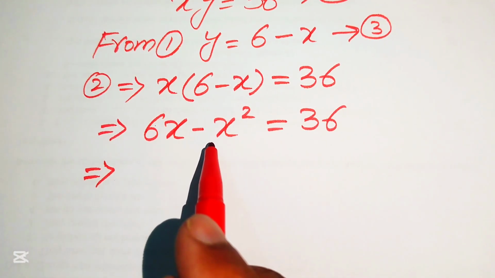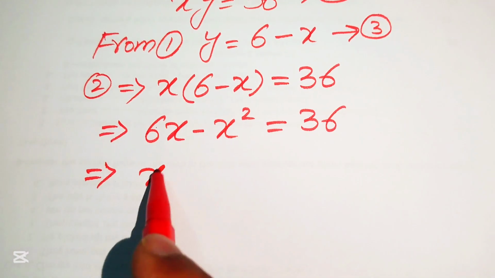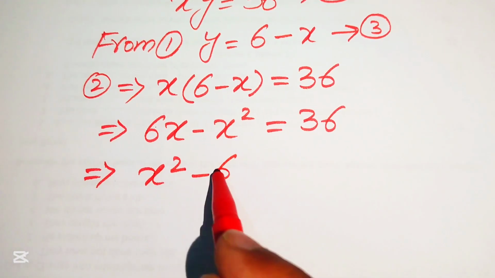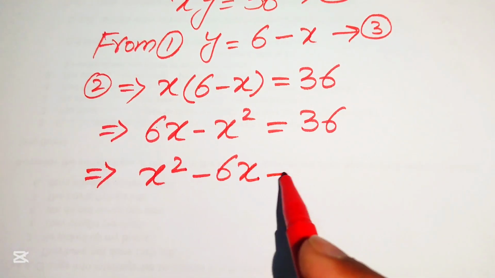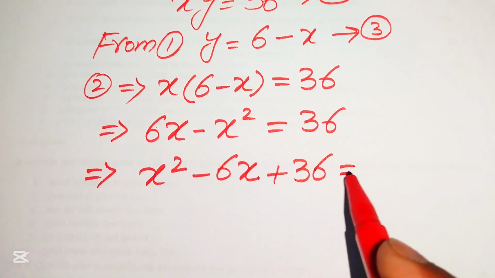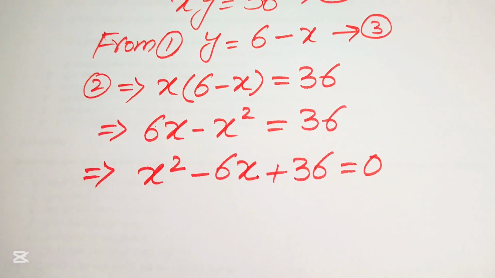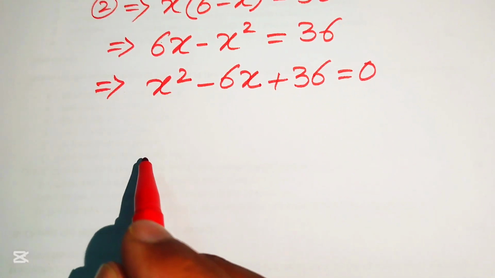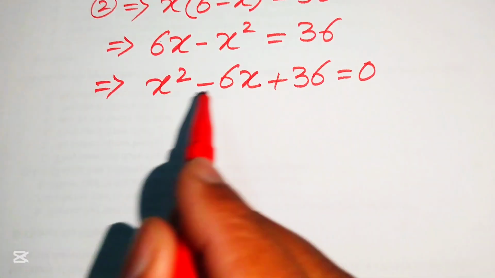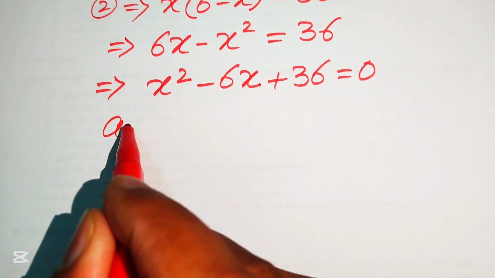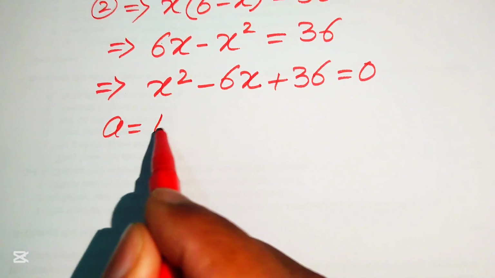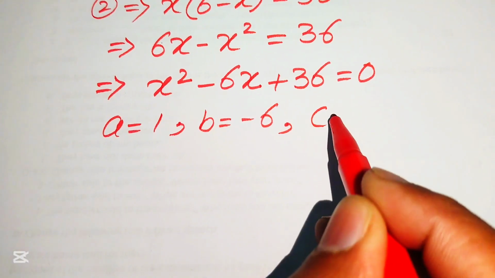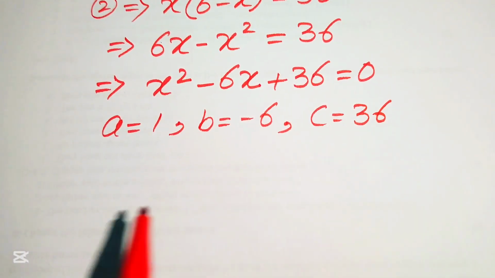This is minus x square. When we move it to the right hand side it becomes plus x square. This is plus 6x. When we move it to the right hand side it becomes minus 6x. This is plus 36 equals 0. So this equation becomes quadratic in x in the standard form, and now we can apply the quadratic formula to solve it. First we write the coefficients of this equation: a equals 1, b equals minus 6 and c equals 36.